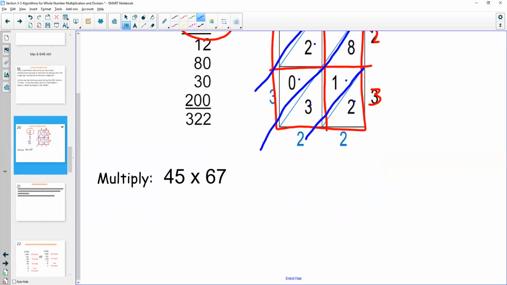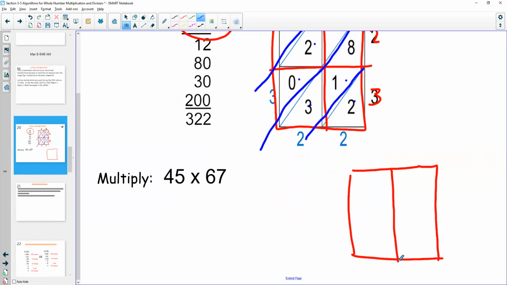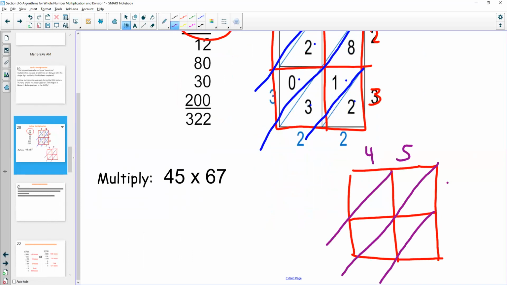You try it. I'm going to draw my boxes. Hopefully not have them be a mess. I would not be the kid that did this. So my box is going to be 2 by 2. And your diagonals go corner to corner. So be careful. Diagonal, diagonal, diagonal. Okay. So I have 45 times 67. So far, so good.